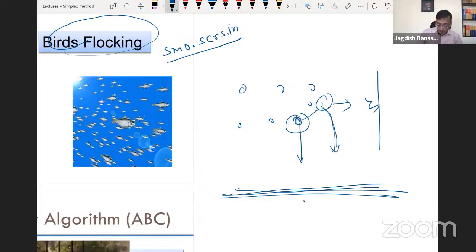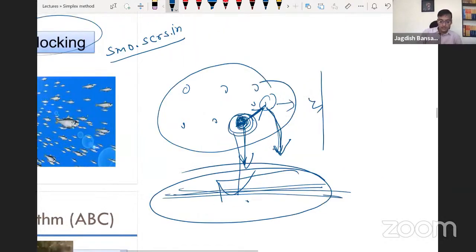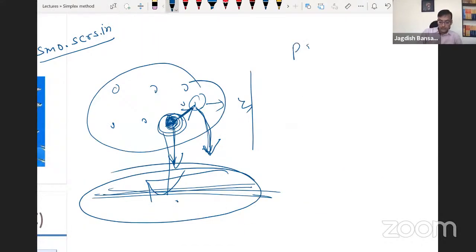If, without looking at its own experience, this member fish started following this and he also started in this direction, then the entire group will move in this direction and they will be trapped in this big trouble, right? Therefore, two types of learning are there in PSO. In PSO, we apply two types of learning.